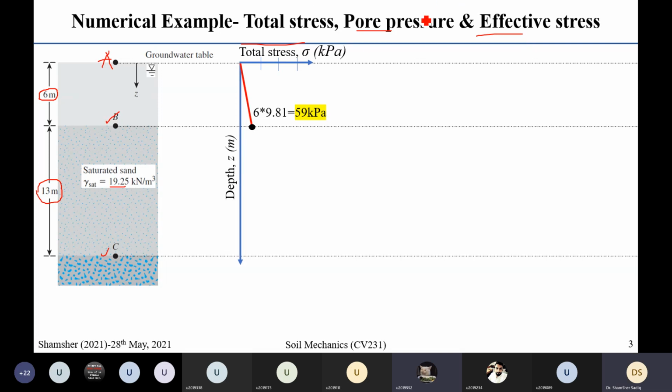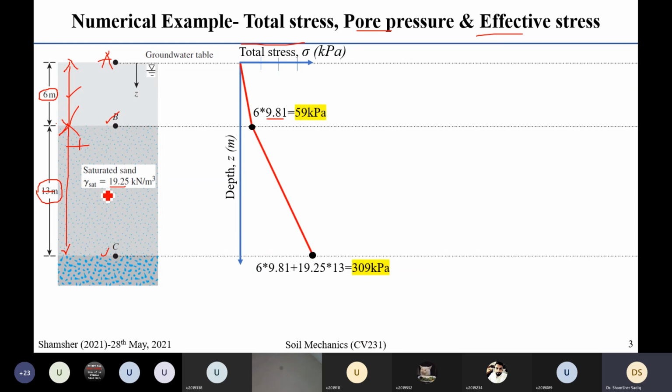And we will also add this stress from A to B. So at point B, you have only this much overburden, and this much is the stress: 6 times the unit weight of the water. And at point C, you have this stress plus the stress due to this saturated sand. So it means 6 multiplied by 9.81 plus 13 multiplied by 19.25. So this is the total stress profile for this problem.